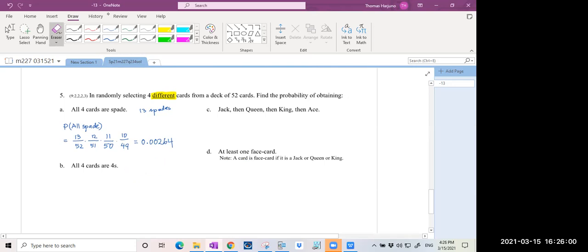Of course, you can also do it this way: 13 divided by 52 times 12 divided by 51 times 11 divided by 50 times 10 divided by 49. You can do that. What you don't want to do is change each of them to decimals and then multiply. Don't do that, because once you change them to decimals, you are forced to do rounding too early.